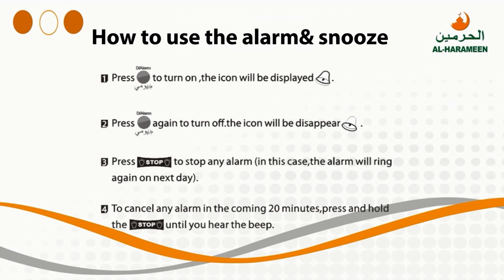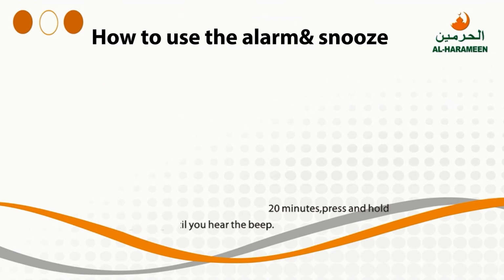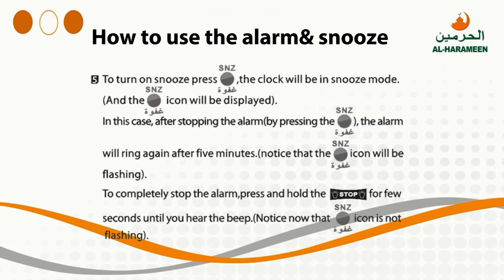4. To cancel any alarm in the coming 20 minutes, press and hold the stop until you hear the beep. 5. To turn on snooze, press SNZ. The clock will be in snooze mode, and the SNZ icon will be displayed. In this case, after stopping the alarm by pressing the SNZ, the alarm will ring again after 5 minutes. Notice that the icon will be flashing. To completely stop the alarm, press and hold the stop for a few seconds until you hear the beep. Notice now that SNZ icon is not flashing.